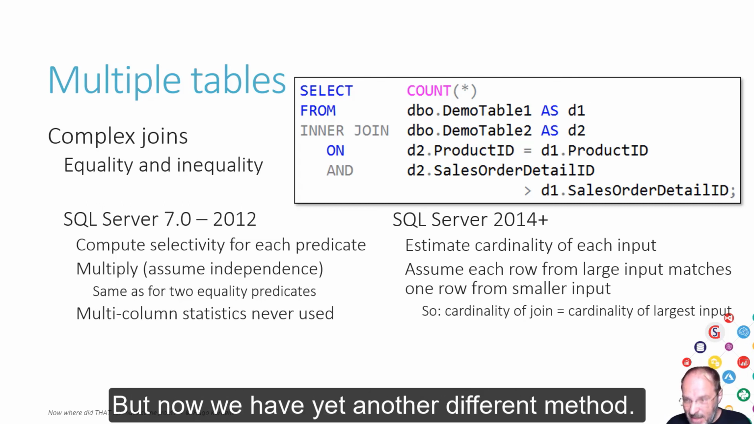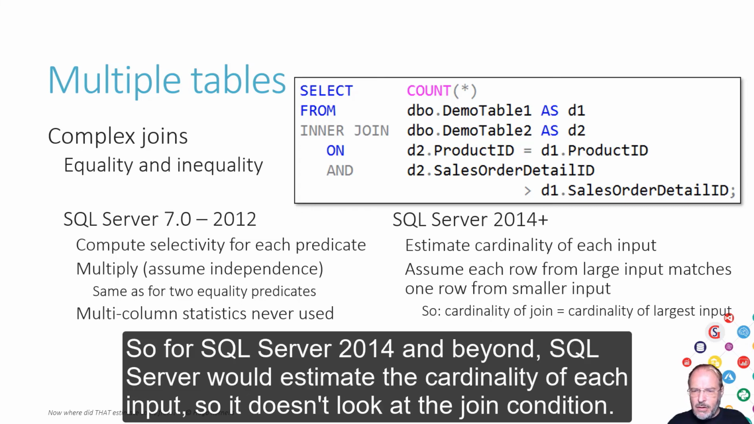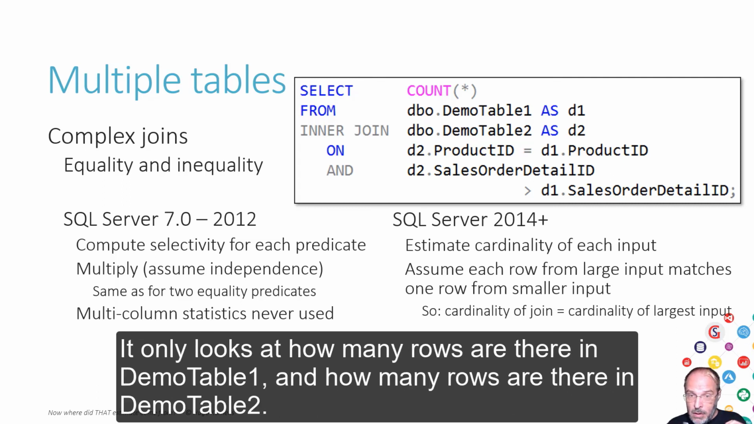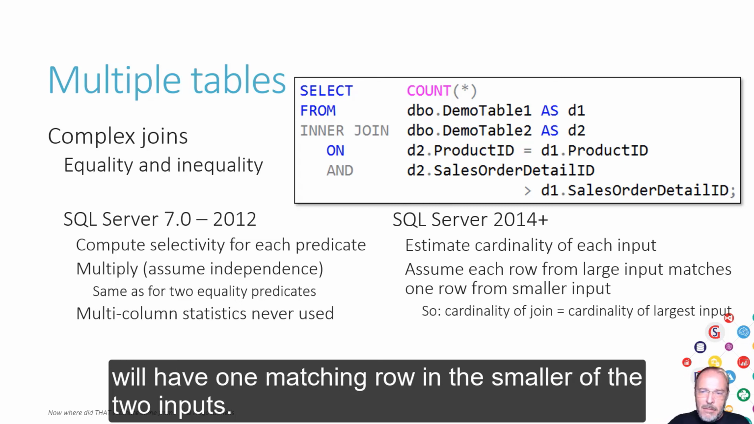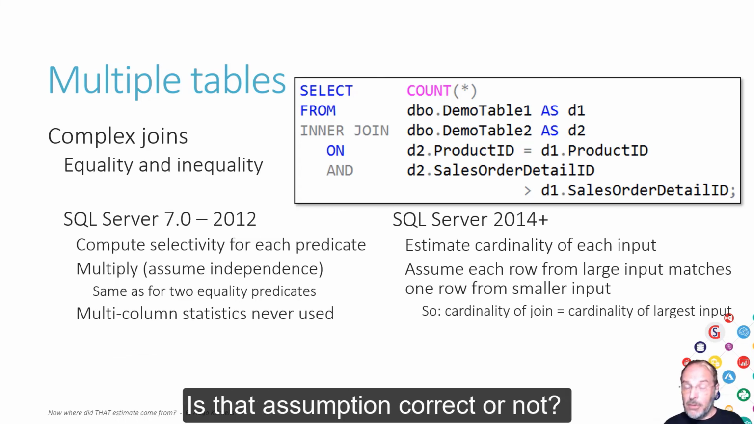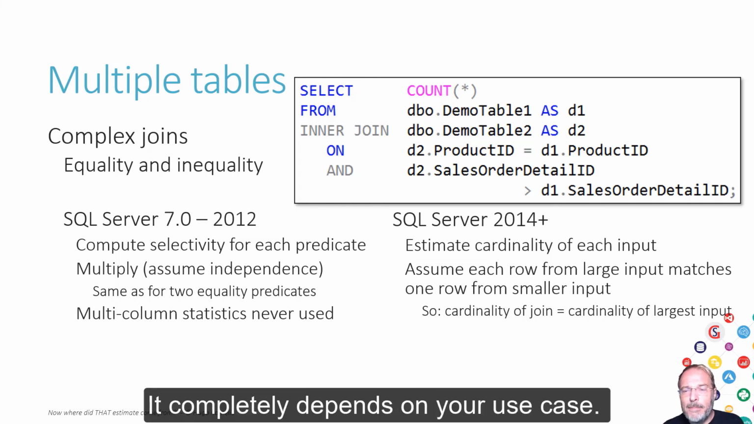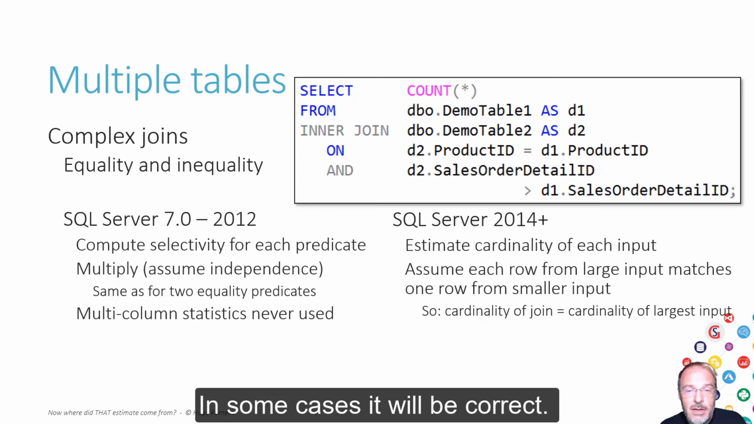But now we have yet another different method. So for SQL Server 2014 and beyond, SQL Server would estimate the cardinality of each input. So it doesn't look at the join condition. It only looks at how many rows are there in demo table 1 and how many rows are there in demo table 2. And it says because there's inequality, I will assume that the larger of the two inputs will have one matching row in the smaller of the two inputs. Is that assumption correct or not? I don't know. It completely depends on your use case. In some cases it will be correct. In some cases it will be too high. In some cases it will be too low.